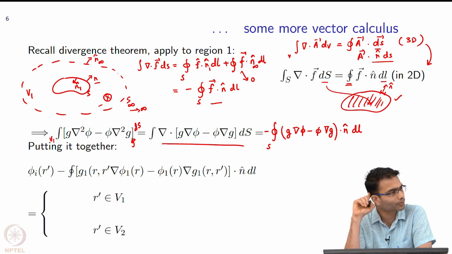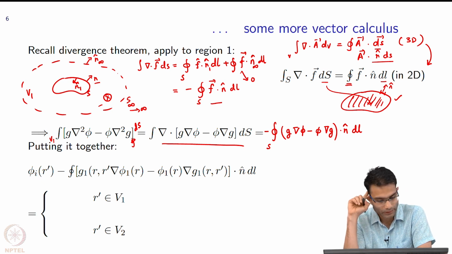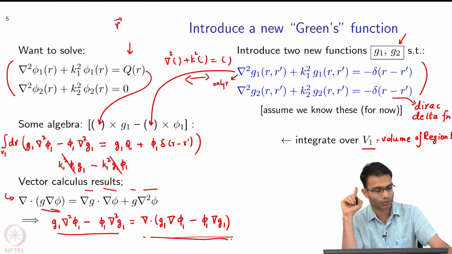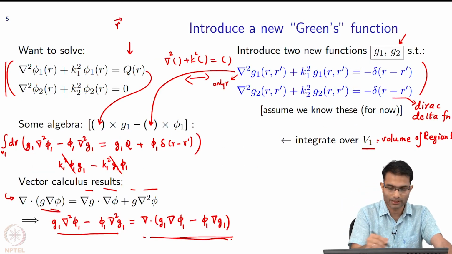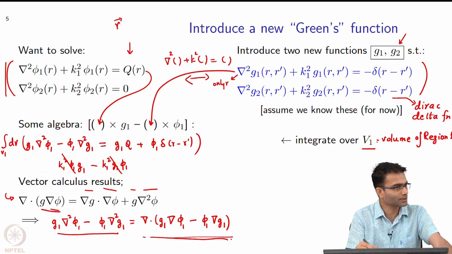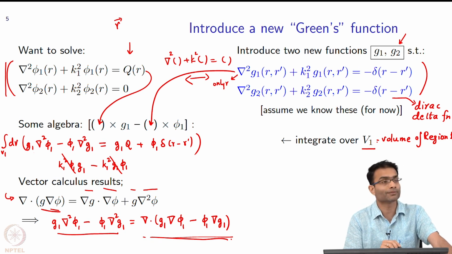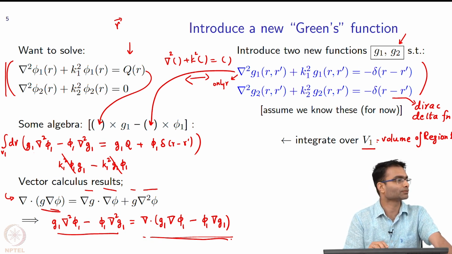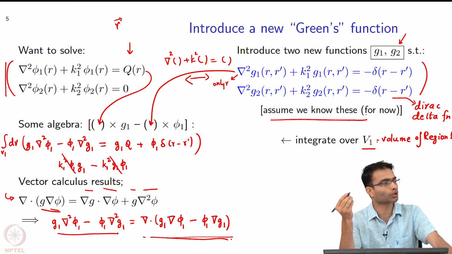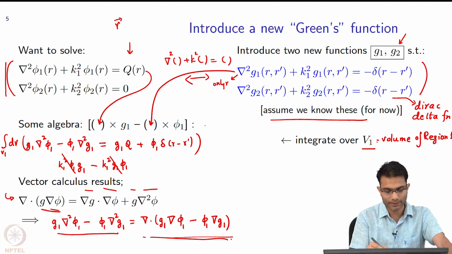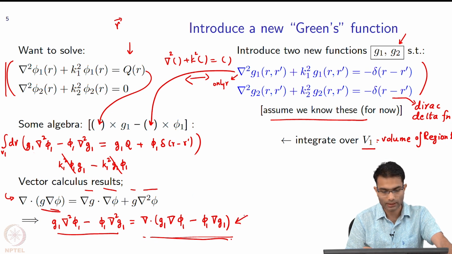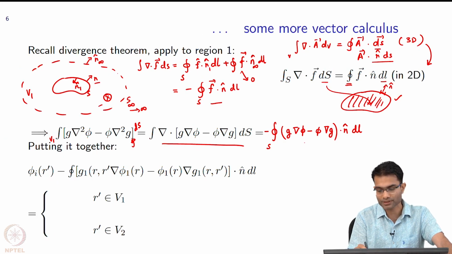So, nothing very complicated. We basically started with our two equations over here, subtracted them with these two Green's functions. I have not told you anything about these Green's functions, so we are just assuming that we know them. In another module, we will talk about how to derive them, but for now let us assume that they are known. We subtracted them and applied some vector calculus to get this relation, after which we applied our divergence theorem to get this relation.